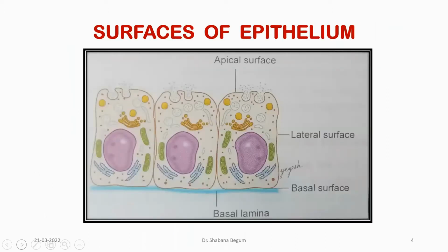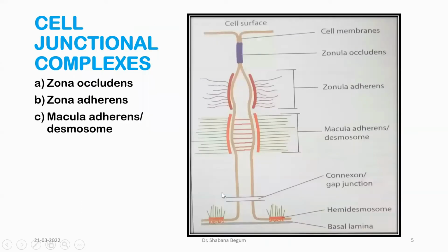Now, regarding the surface of the epithelium, it has an apical surface, that is the free surface. It has the lateral surface, where the two cells are joining together, and it has a basal surface, where the base of the cell is sitting on the basement membrane. The lateral surfaces of the two cells are joined by means of the junctional complexes, and these junctional complexes are the zona occludens, zona adherens, and the desmosome, and the basal part of the cells are connected to the basement membrane by means of the hemidesmosome.